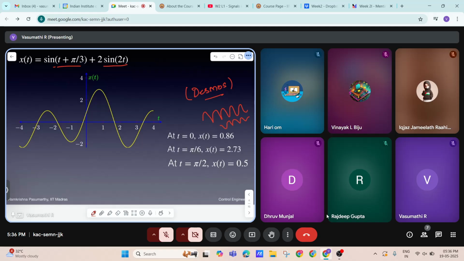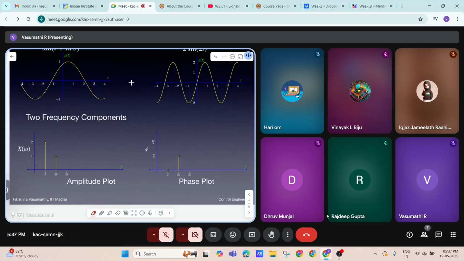So this is the visual representation of the signal x of t mentioned here. It is represented in time domain, so it is in t, right? At t equal to 0, you can say my magnitude is 0.86. At t equal to pi by 6, my magnitude is 2.7. This kind of interpretation you can get from the time domain.